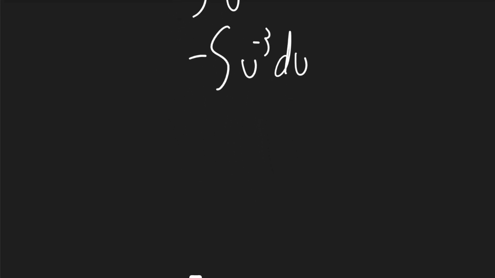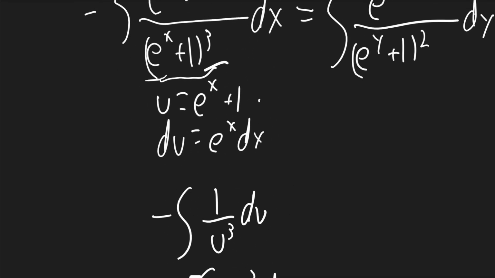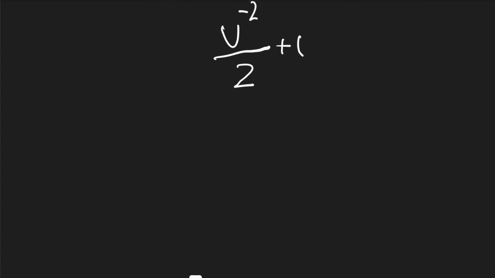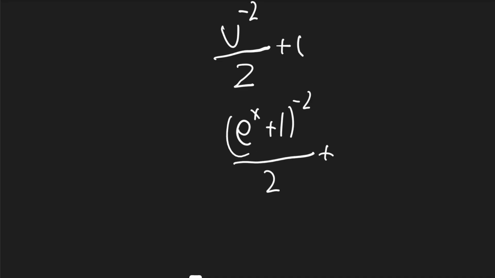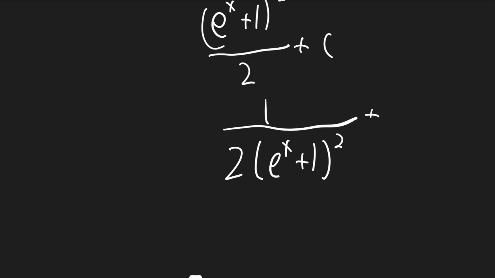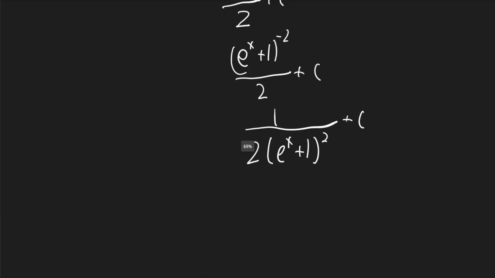which evaluates to u^(-2) over 2, and then plus c. Now we can plug in the u. The u was e^x + 1. So the left side evaluates to (e^x + 1) to the power of negative 2 over 2 plus c. So this will become 1 over 2 times (e^x + 1)^2 plus c. So that's the left side done.